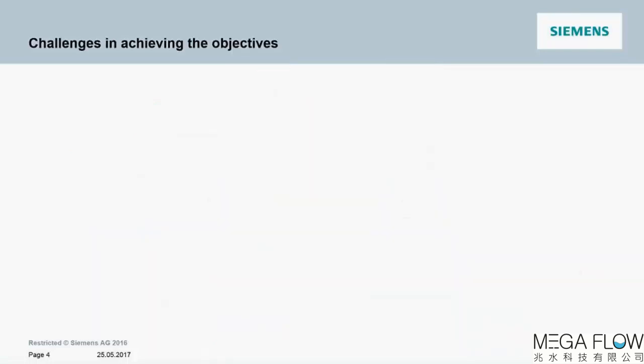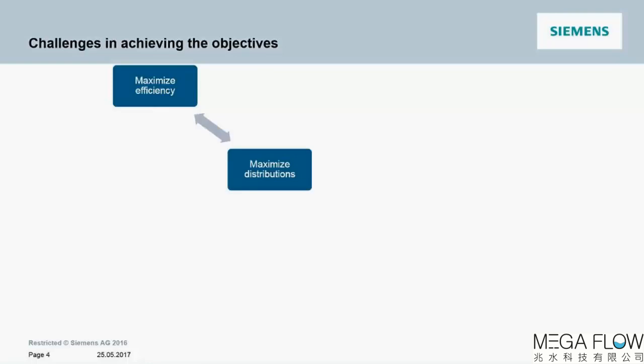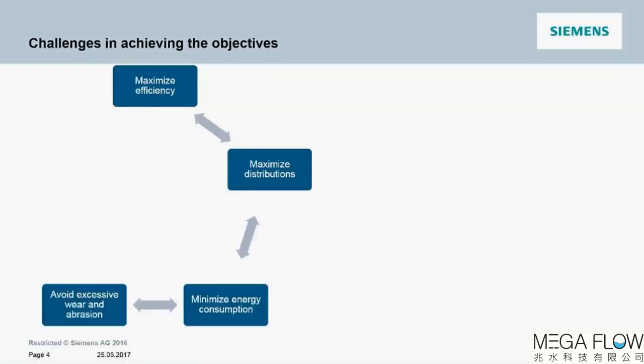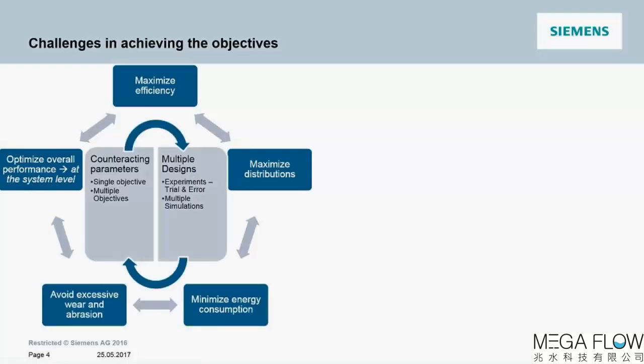For any of these unit operations, there are always challenges in achieving objectives, and mostly they are related to how to maximize efficiency, how to maximize distribution, how to minimize energy consumption, how to avoid excessive wear and abrasion in those equipment, which ultimately leads for one to say that we want to optimize overall performance at the complete system level, and there are always counteracting parameters.